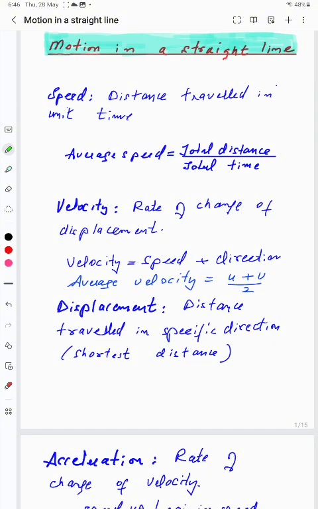Velocity is speed plus direction, or you can define it as a rate of change of displacement. Displacement is distance traveled in a specific direction, or in other words, if you specify direction along with distance, then that will be displacement.